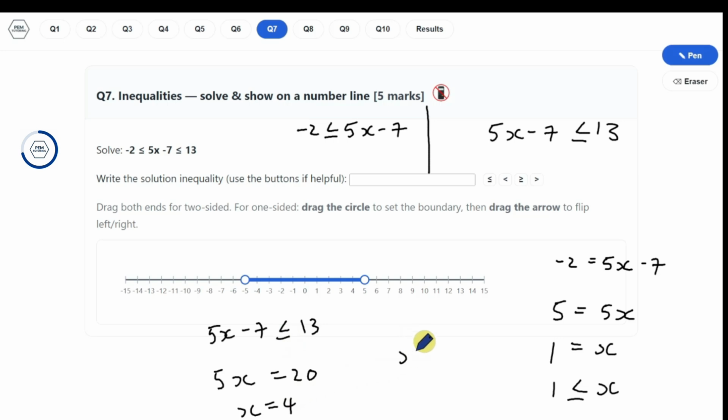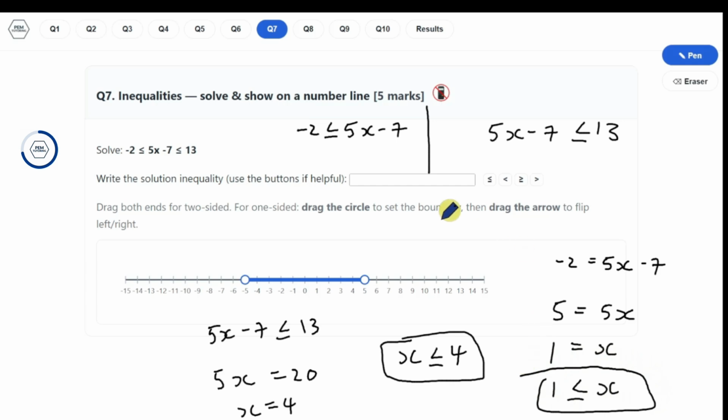So we have x is less than or equal to 4. So these are our two solutions. This is one solution here, and this is one solution here. Now if I combine them together, I have x is less than or equal to 4, and x is greater than or equal to 1. So that is the solution to this question.